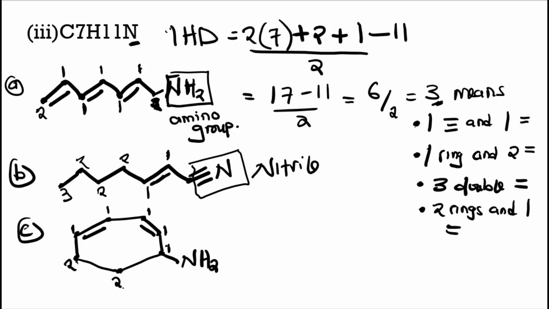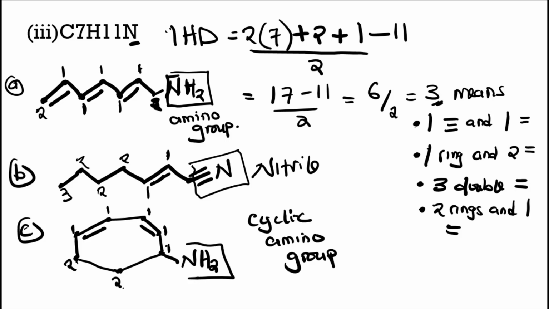What is the functional group for this structure? This is what we call a cyclic structure. So this is a cycloamino structure. Cyclic amino group. Why? It has an amino group here and it is cyclic. So these are the possible structures that you can have.